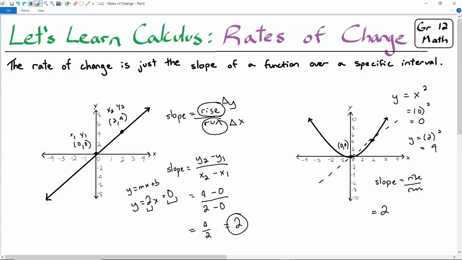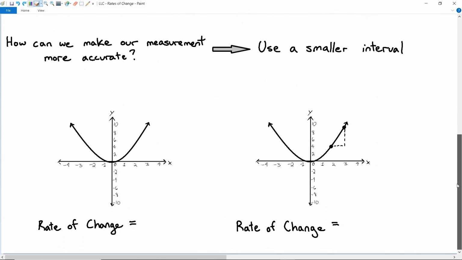Sure, it's accurate between these 2 points, but we can see that the slope of this quadratic is changing very rapidly. So if I wanted a more accurate measurement of the slope at a certain point on this graph, how would I do that? Well, we can use a smaller interval. So instead of picking such a large range for my points like (0, 0) and (2, 4), I could do something a lot closer to each other.